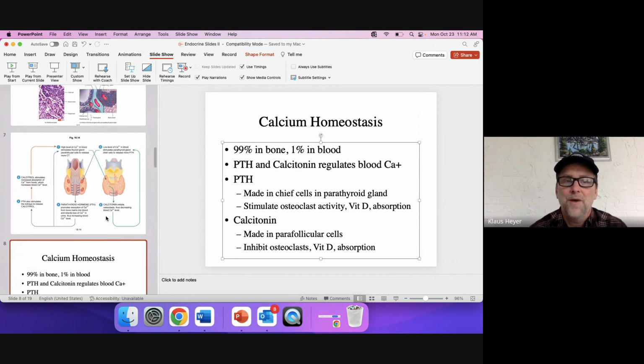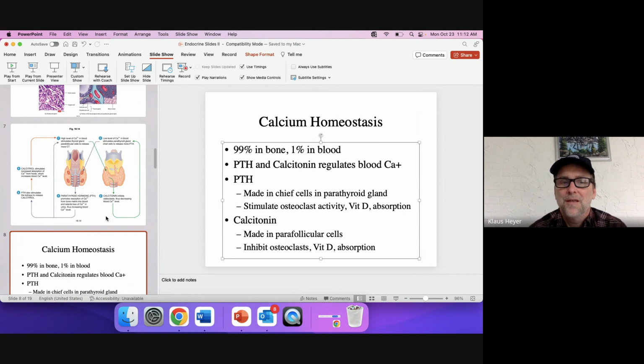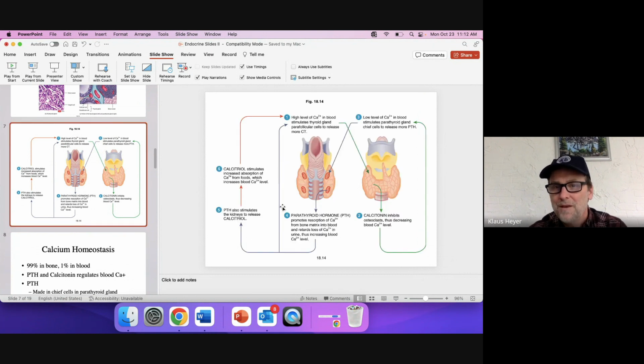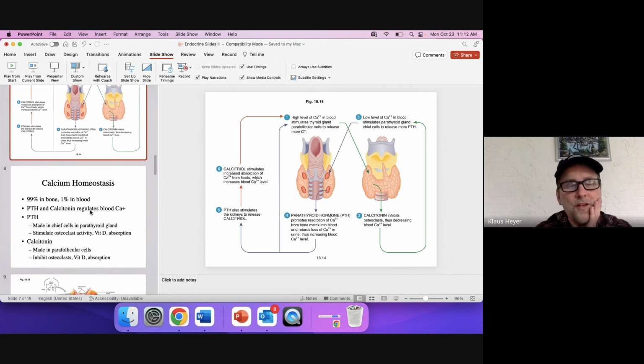And just to remind you, parathyroid hormone is made by the parathyroid gland, and then calcitonin is made by the parafollicular cells. So not the cells that make T3 and T4. Those are follicular cells. So that's question 6.